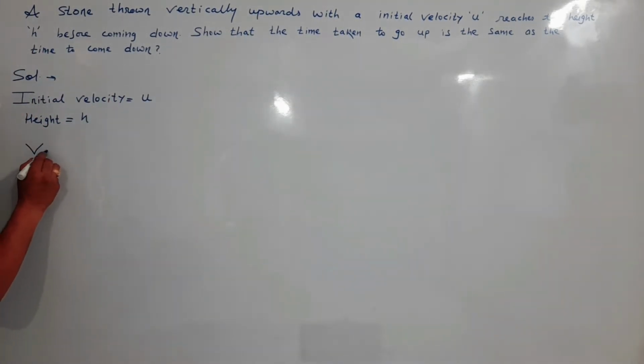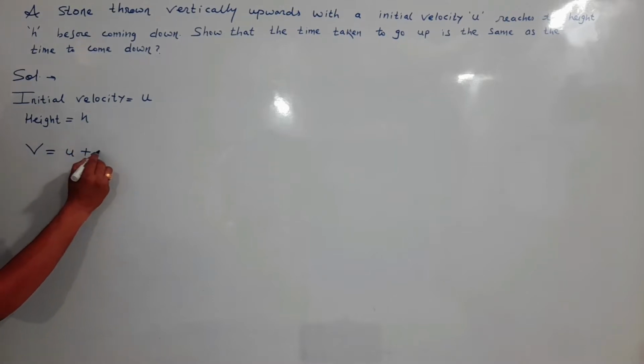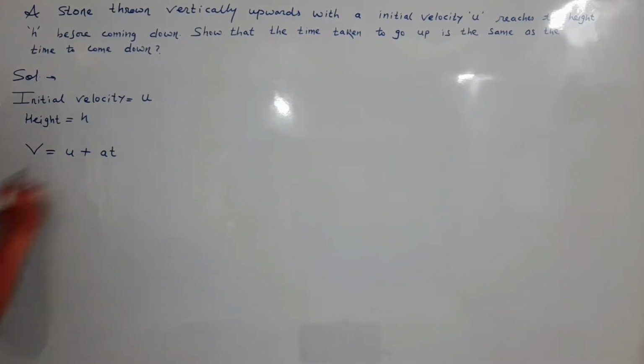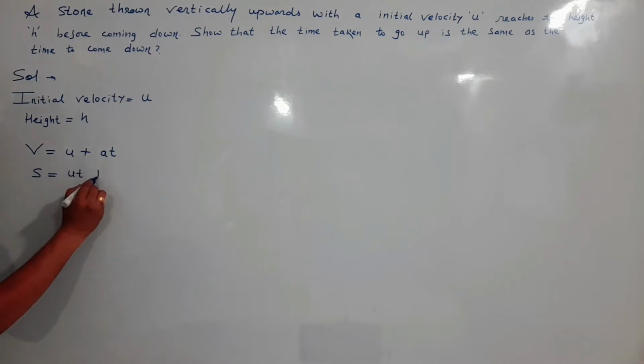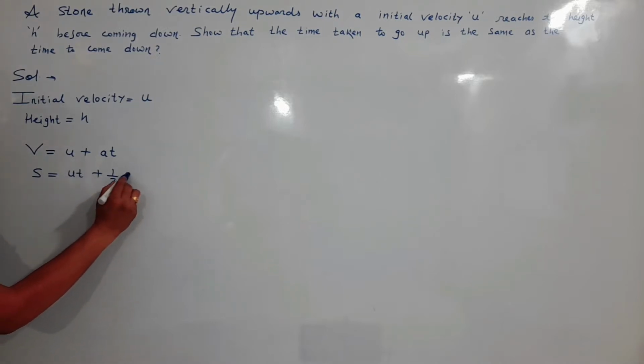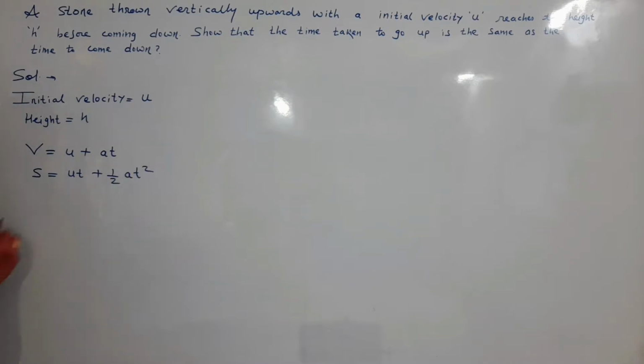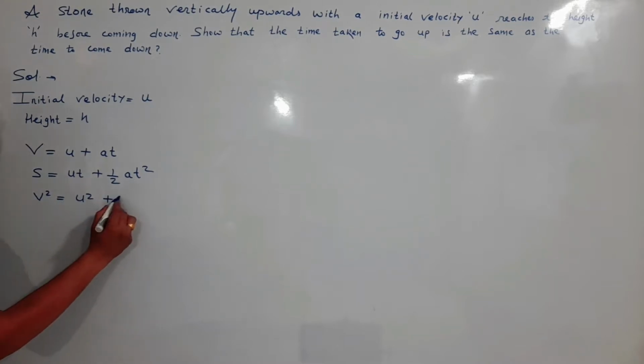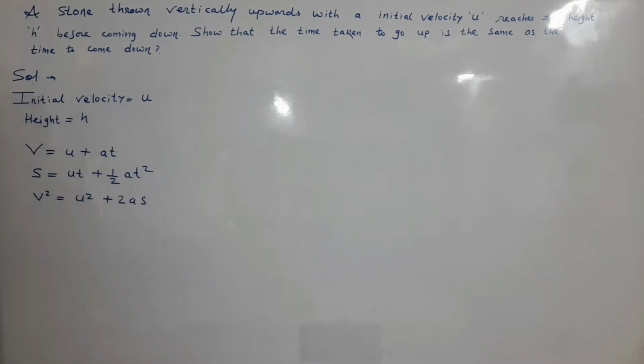So v = u + at is the first kinematical equation we have studied. The second kinematical equation is s = ut + ½at². And the third kinematical equation is v² = u² + 2as. Now my dear student, these are the three kinematical equations which we have already studied.